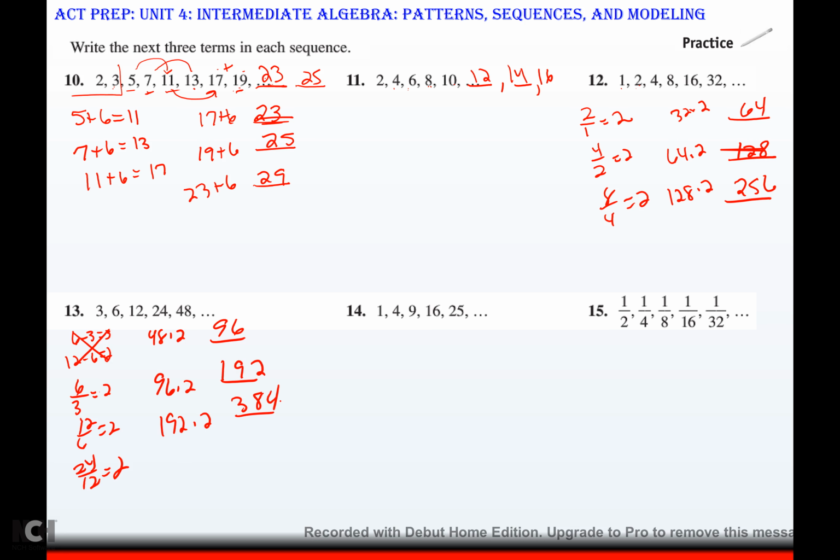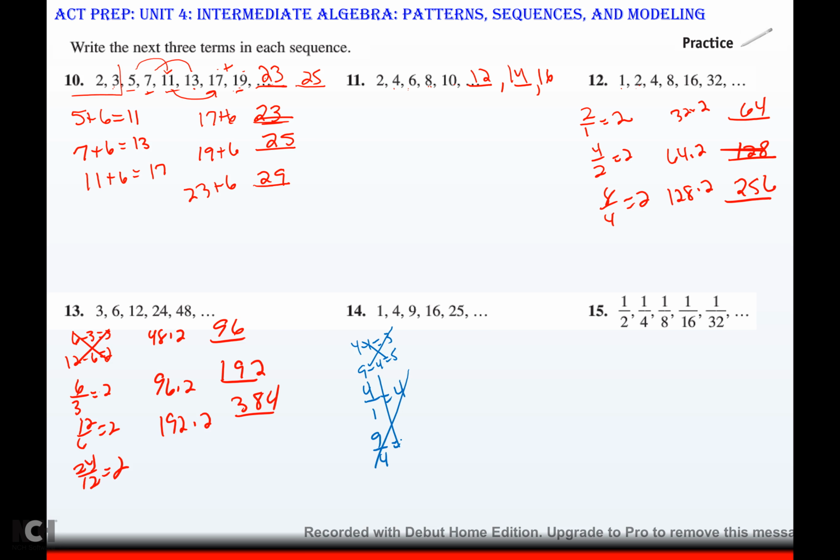Okay. Again, on 14, if I look, it's not arithmetic. 4 minus 1 is 3. 9 minus 4 is 5. It's not geometric. 4 divided by 1 is 4. 9 divided by 4 is not 4, so it's not geometric. So you got to look for a different pattern. Some of the common ones are adding the 2 in front to get the next one, squares, cubes.